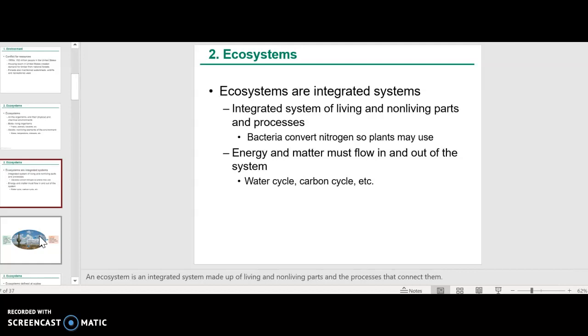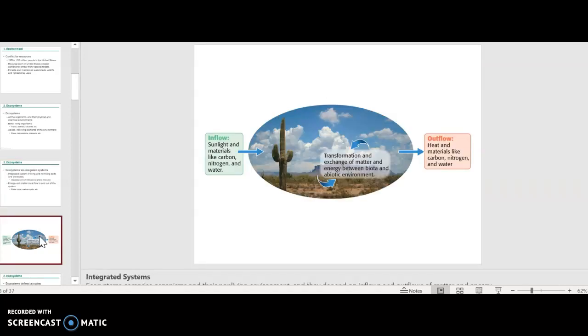Energy and matter must flow in and out of the system. So it's always a continuous flow of energy. If we mess up that energy or that vibe, we can throw an entire cycle off kilter. And people are very worried about this in terms of our water cycle. And our water cycle affects our climate cycle. And so that's really important. And we, of course, will talk about that when we get to water and we talk about water cycles and climate change.